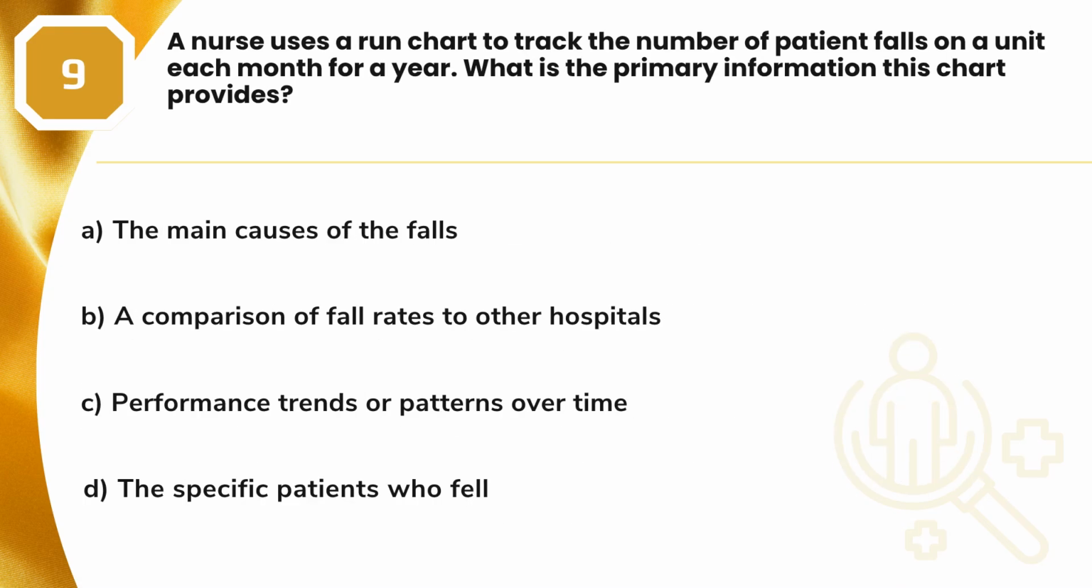Question 9. A nurse uses a run chart to track the number of patient falls on a unit each month for a year. What is the primary information this chart provides? A. The main causes of the falls. B. A comparison of fall rates to other hospitals. C. Performance trends or patterns over time. D. The specific patients who fell.